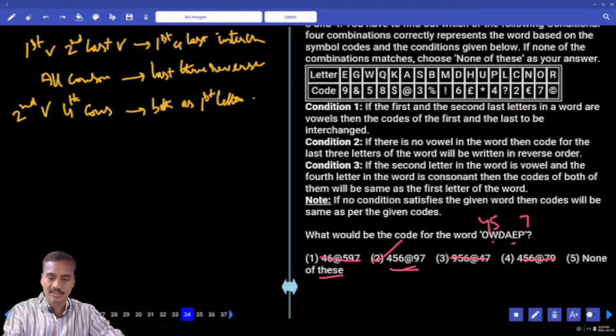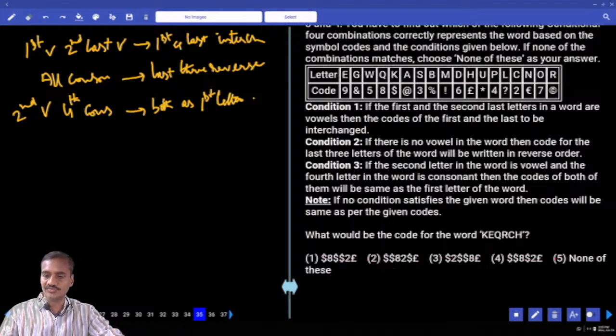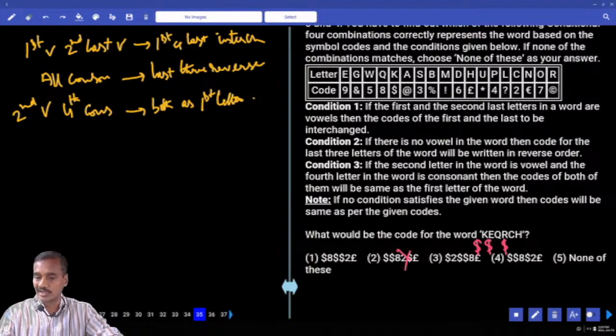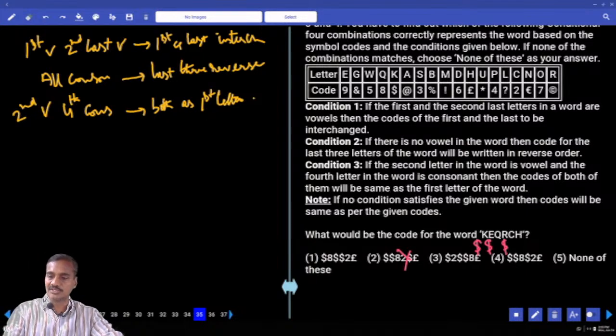Next one, 35. In this 35, KEQRCH. The first is not a vowel, so that is ruled out. All consonants? No, E is a vowel. The second is a vowel and the fourth is a consonant, so both take the code of the first letter. Now K. What is the code for K? $. So E must be $, and the fourth letter R must be $. So $ must be in places 2 and 4. Hence we are left with 1, 3 and 4.